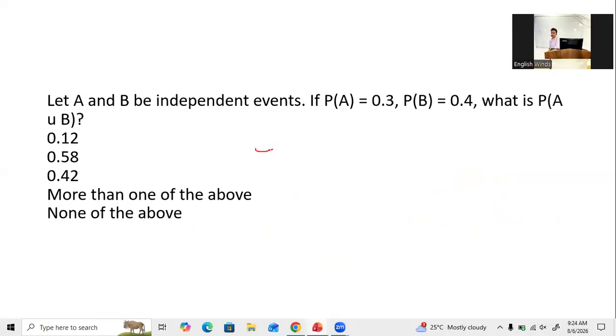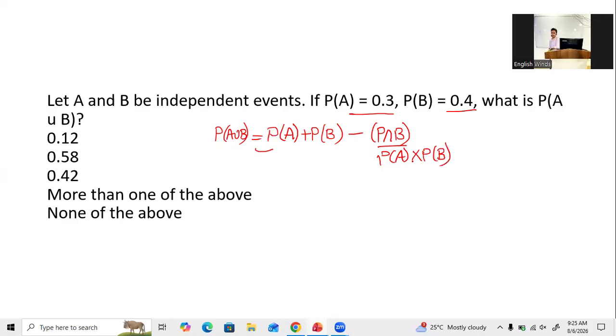Yeah, so now let's proceed further. Let A and B be independent events. Given P of A and P of B, find P of A union B. For this, we know the formula: P of A union B is P of A plus P of B minus P of A intersection B. And this intersection is nothing but P of A into P of B.